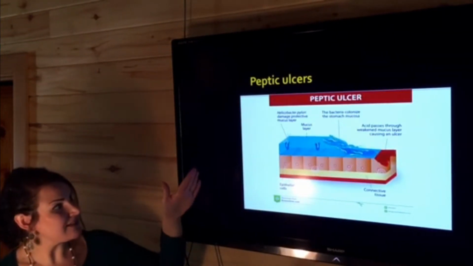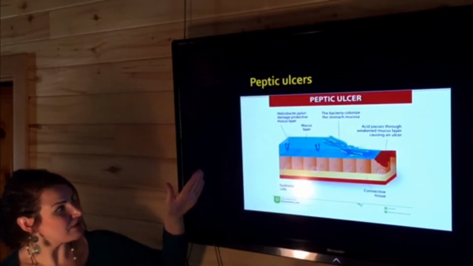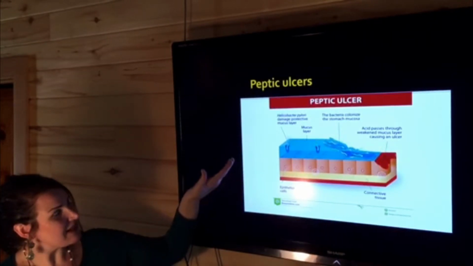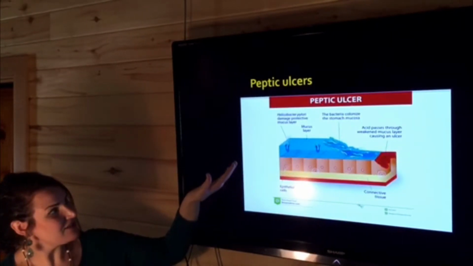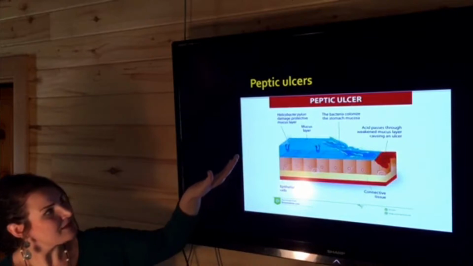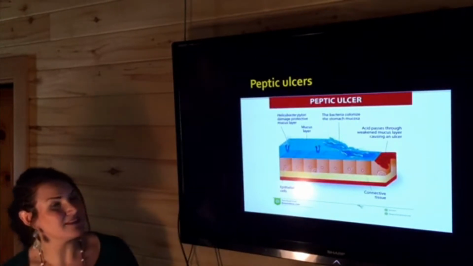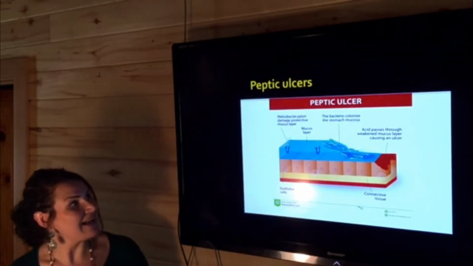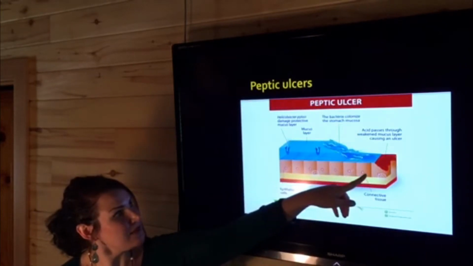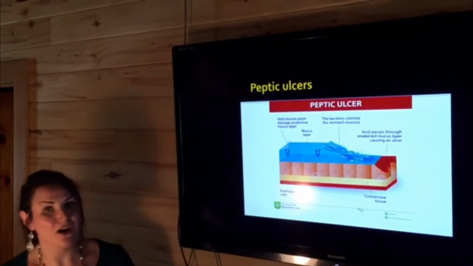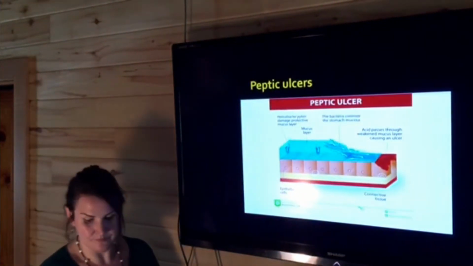And here you can see an illustration of a peptic ulcer, the damage that Helicobacter pylori does to the mucus layer, the bacteria colonizing the stomach's mucosa, and acid as it passes through the weakened mucus layer and causing an ulcer.